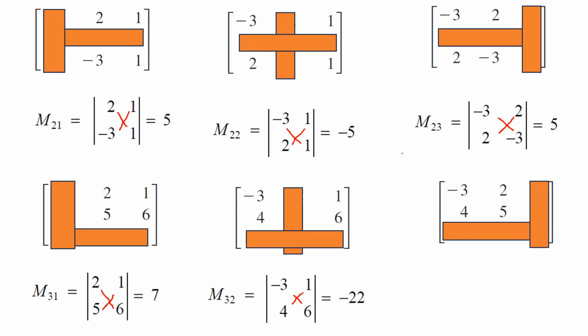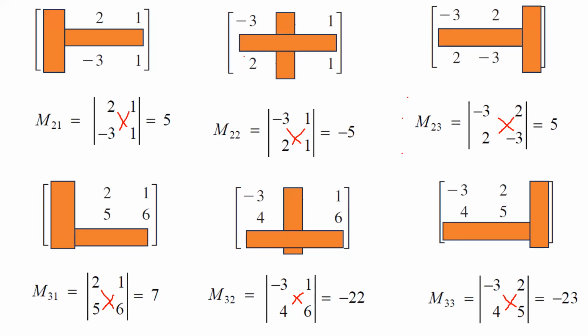Find the minor for the third row and third column. As you remember, it is denoted by M sub 3 and 3. By deleting the third row and the third column, you end up with this 2 by 2 matrix, and the determinant is negative 3 times 5 minus 8, which is negative 23.